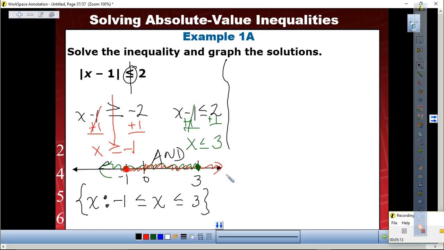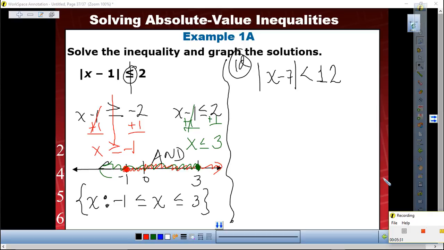All right. Do this next one by yourself. Example 1Q. Absolute value x minus 7 less than 12. Solve, graph, and write your solution set. Copy that and go. All right, here we go.